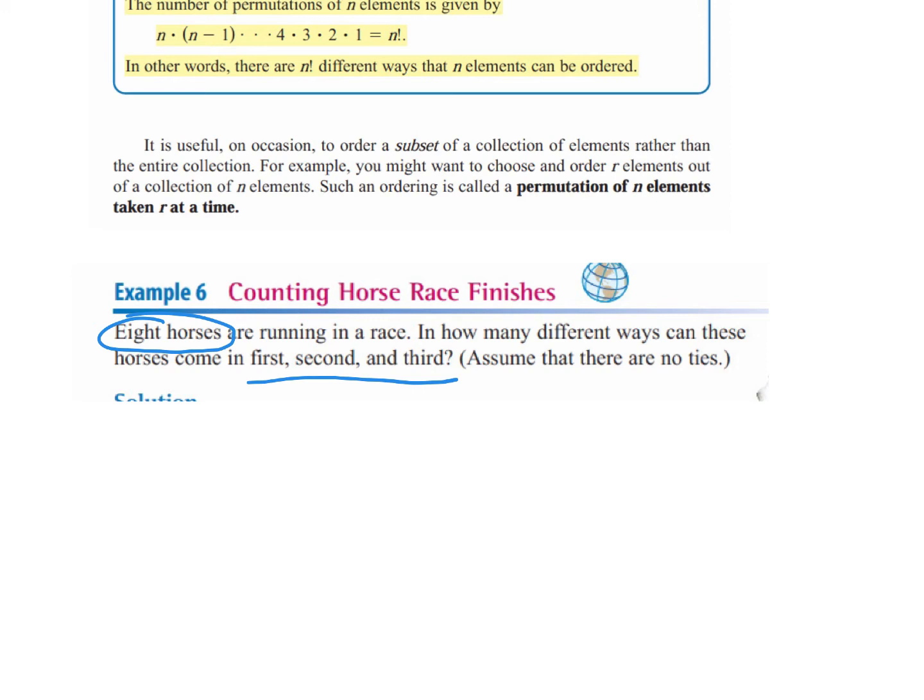What are the only 3 things that matter in this race? Do all 8 horses matter? No. Just what places? First, second, and third. Technically first, but we're just going to say that. So out of the 8, one of them can come in first. So what's the possibility that the horses can come in first? Right.